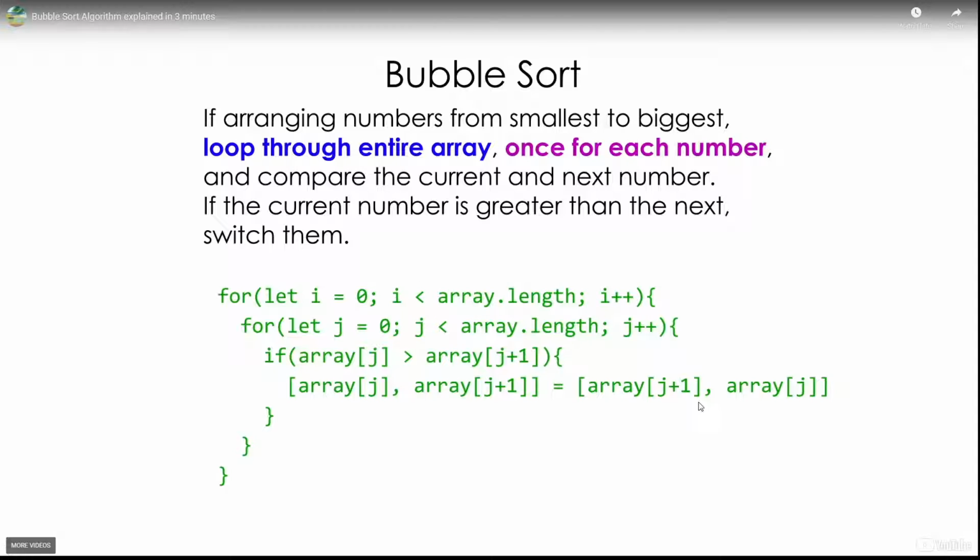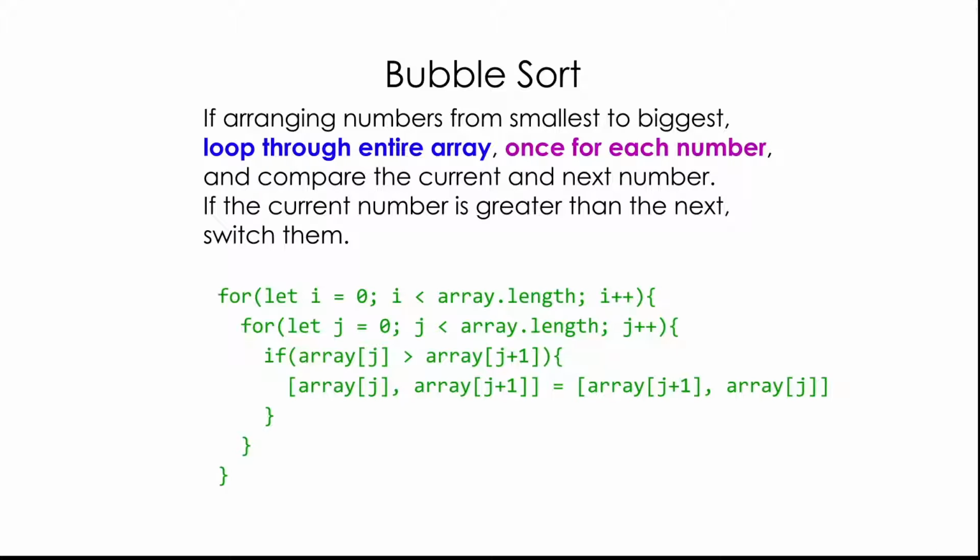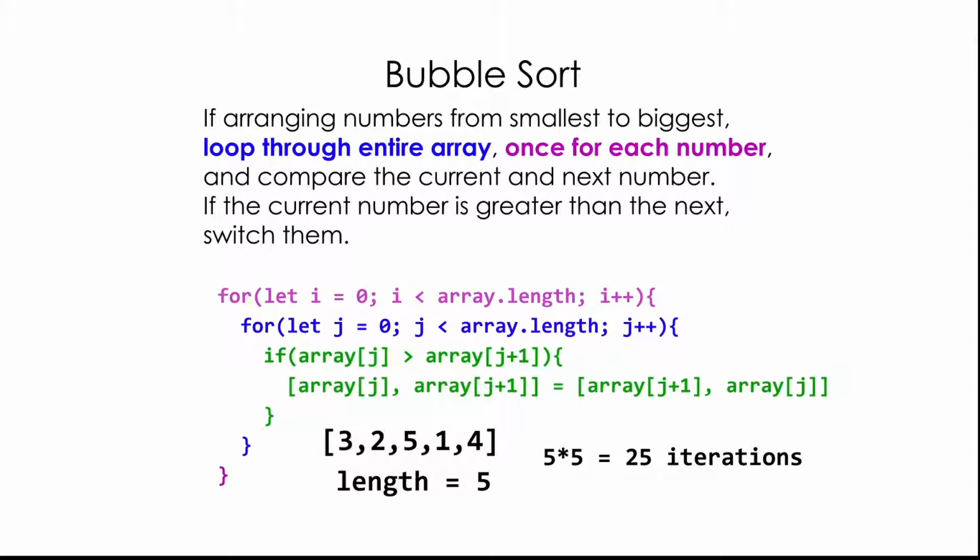As many times as you have numbers in the array, it's gonna do this inner block of code, which is basically go through each number and check if the current number is greater than the next number. If it is, they'll switch places so that the smaller numbers come before the bigger numbers. Since you have 2 loops, you're repeating again as many times as you have numbers in the array. Let's say you have 5 numbers in the array. You're going to repeat 5 times 5 times, so 25 iterations total.